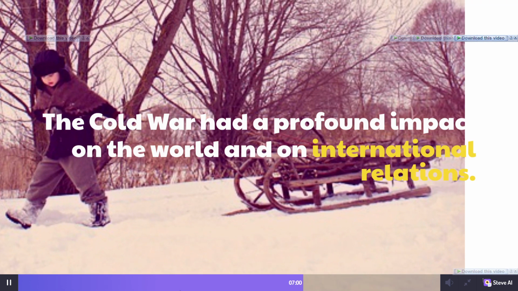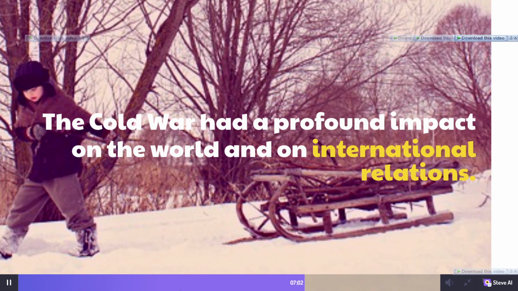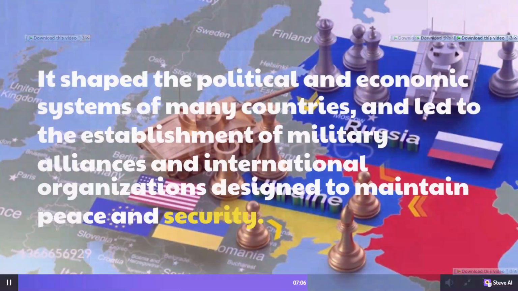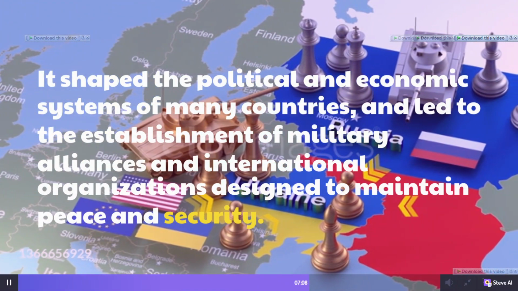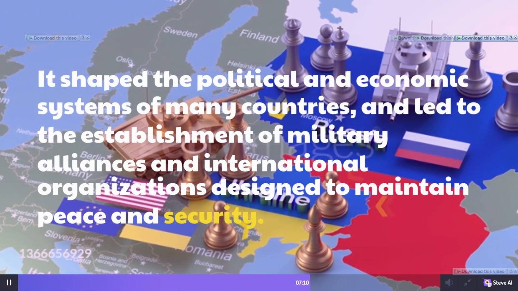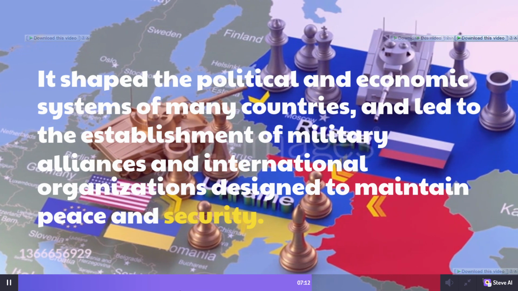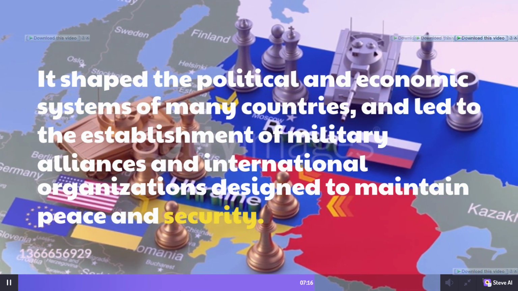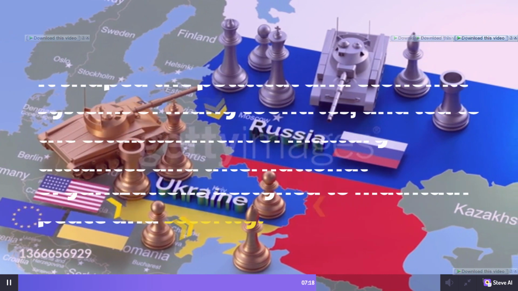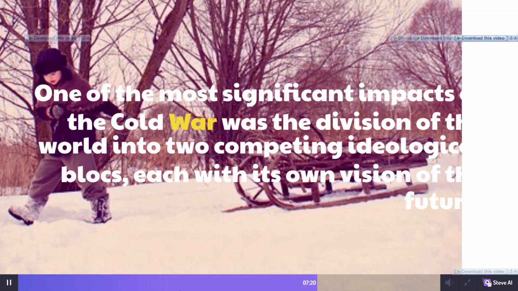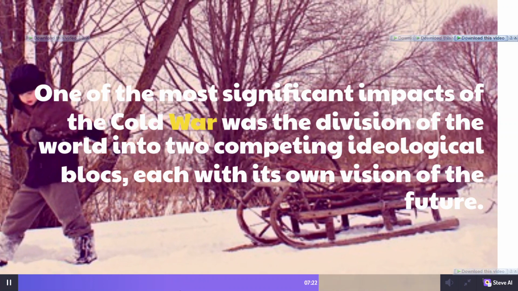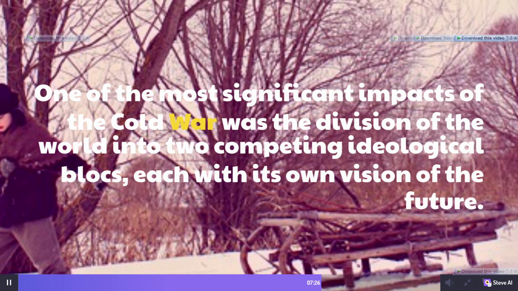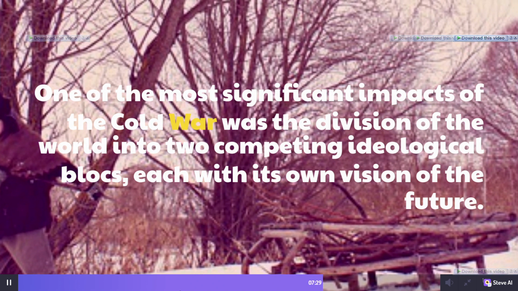The Cold War had a profound impact on the world and on international relations. It shaped the political and economic systems of many countries, and led to the establishment of military alliances and international organizations designed to maintain peace and security. One of the most significant impacts of the Cold War was the division of the world into two competing ideological blocs, each with its own vision of the future.